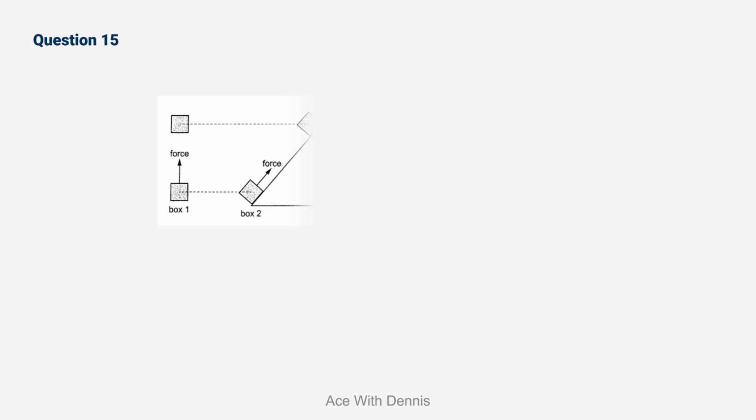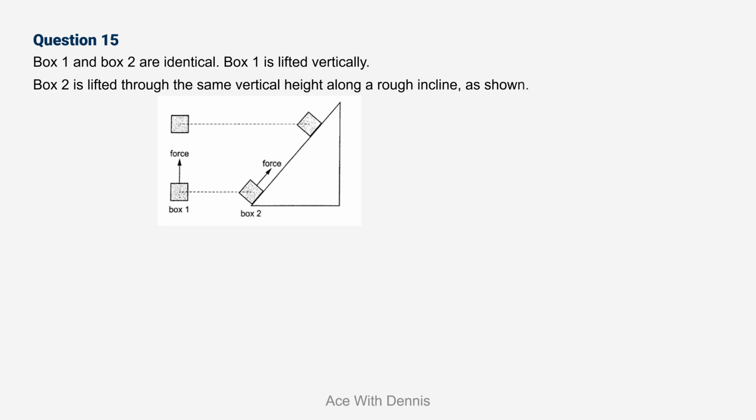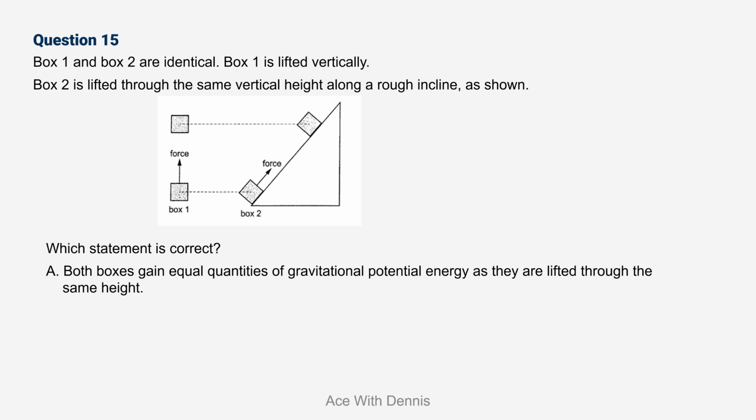Question 15. Given this diagram, box 1 and box 2 are identical. Box 1 is lifted vertically. Box 2 is lifted through the same vertical height along a rough incline as shown. Which statement is correct? A.